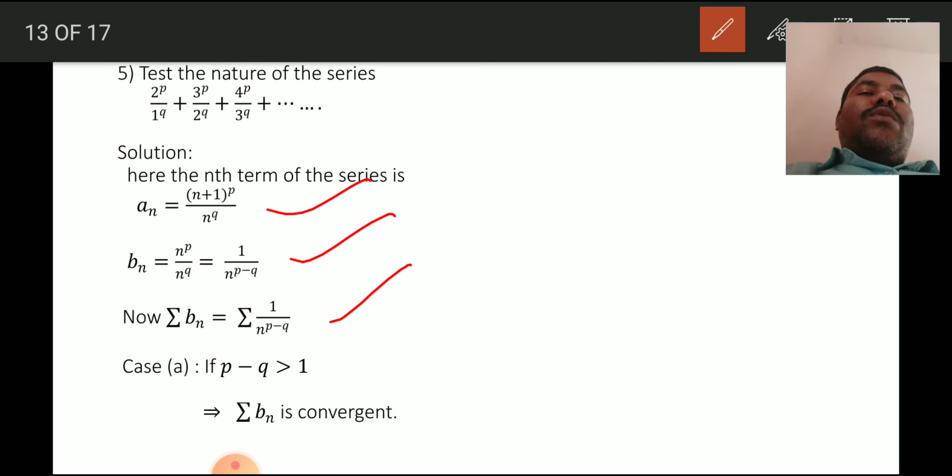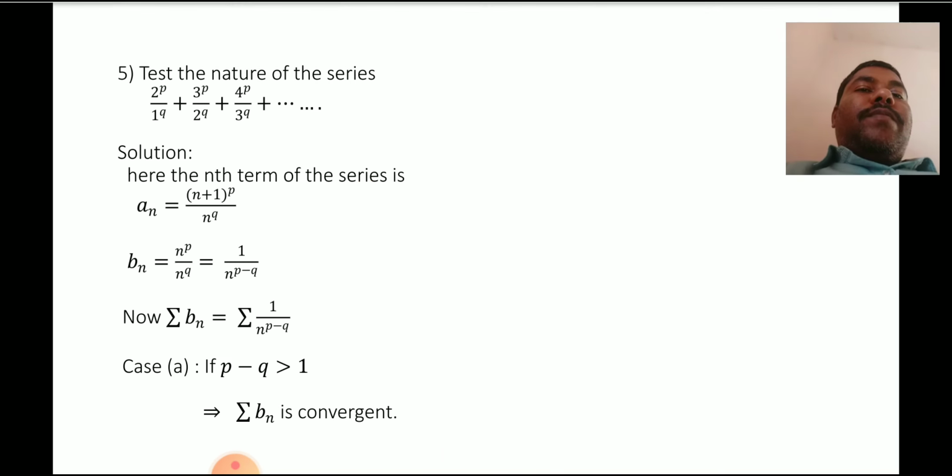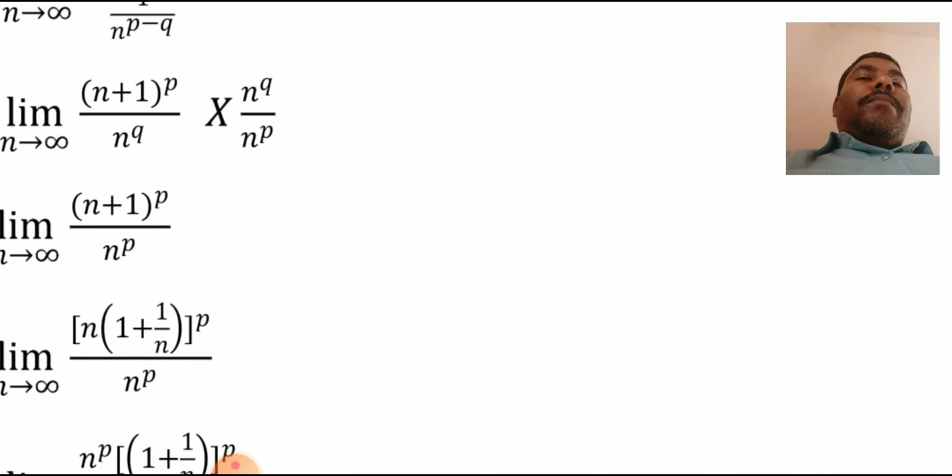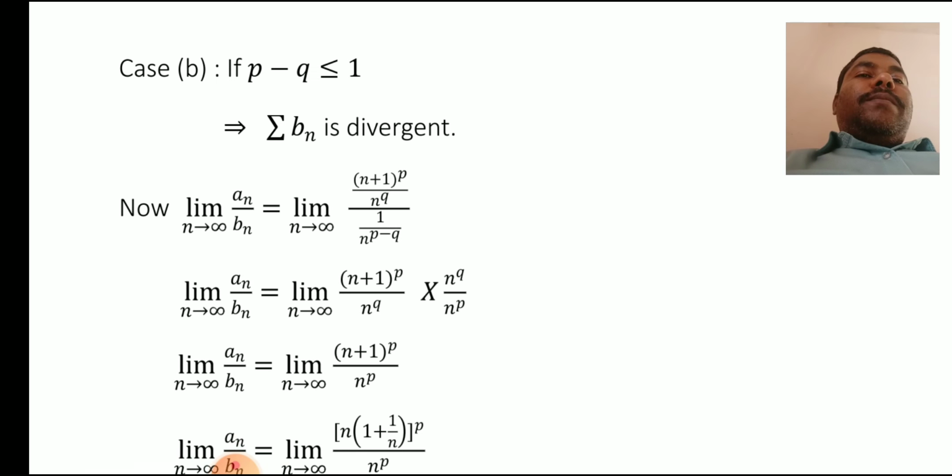So here we have two cases. The first case: if p minus q is greater than 1, that means summation bn is convergent. Next, second case: if p minus q is less than or equal to 1, that implies summation bn is divergent by p series.